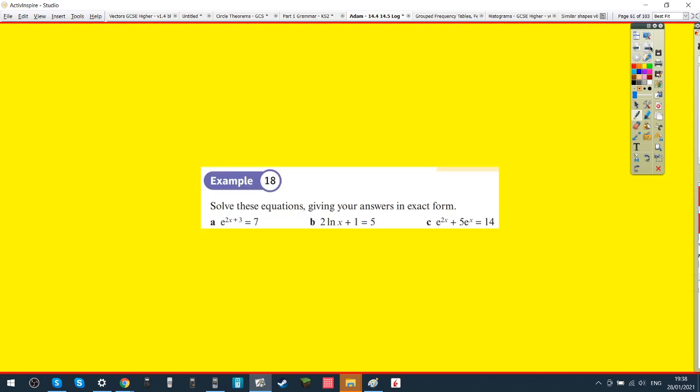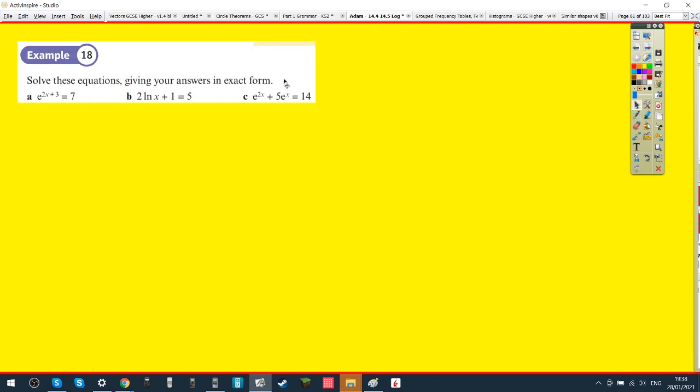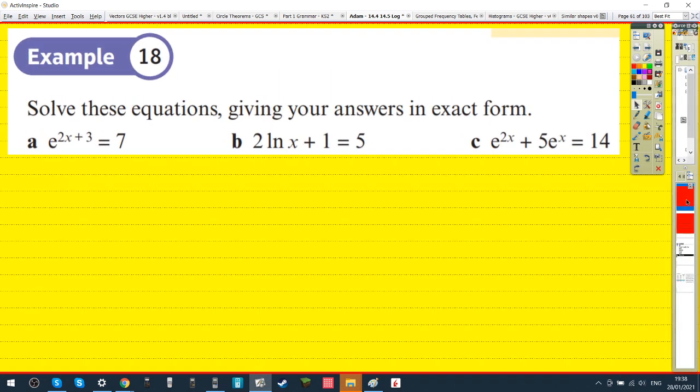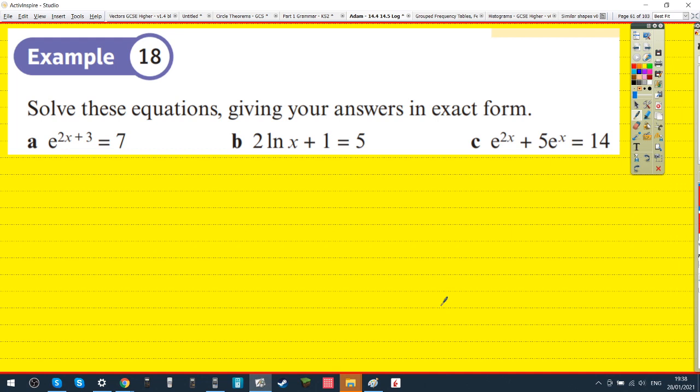Let's try part A. I simplified it to log 7 base e equals 2x plus 3, is that right? Yeah, that's it. And what's next? You'd make it ln 7. Yeah.